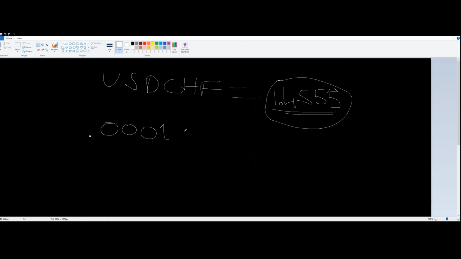We need to then divide that by the exchange rate. So that would be 1.4555. And what you do is you times that by 100,000, and that would equal $6.87 per pip. Okay, that's a dollar sign there per pip, right?